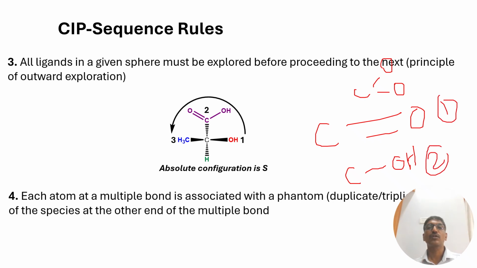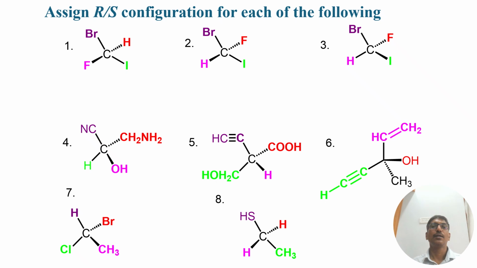In this case, the carbon is directly attached with oxygen, then it gets first priority. Whereas in the carboxylic acid, the carbon is connected to a carbon first, and only then the oxygen. Therefore, it gets second priority. We should not have any confusion over this. Now, let us assign the RS configuration for each of the following molecules. And let's discuss the first three examples.